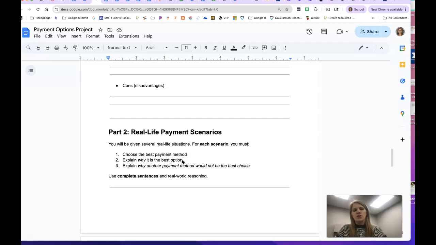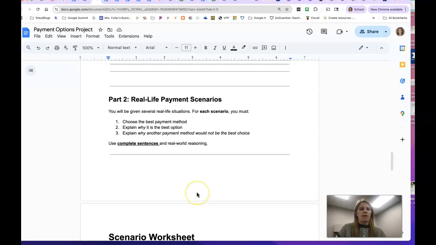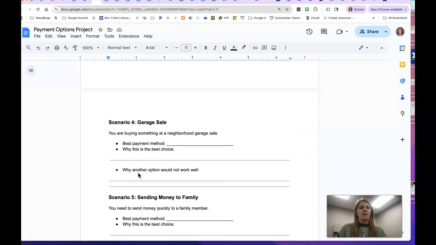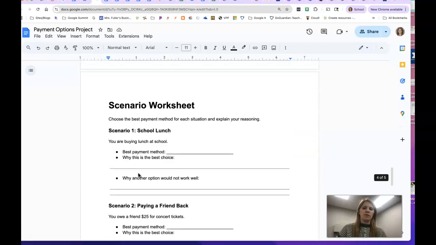For this one, make sure you are using complete sentences, and then these are very much real world. So, maybe thinking of you personally, why you would or would not use something. So, the first scenario deals with school lunch, and then I explain it just a little bit more. You are buying lunch at school. You're going to tell me what would I use, why it's the best, what option would not, so on. So you have 2, 3, 4, 5 total scenarios.